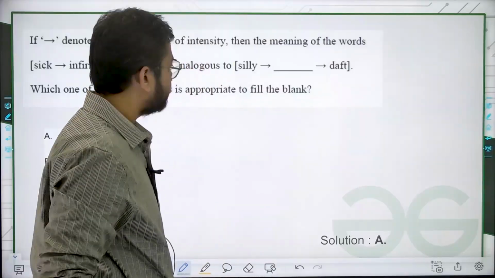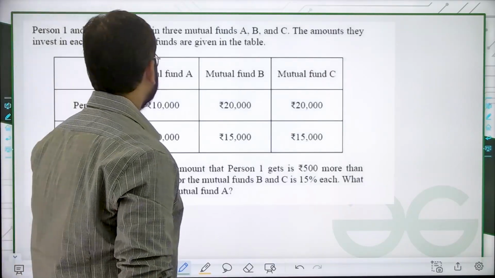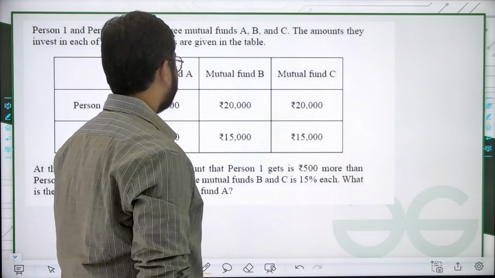Okay, here person 1 and person 2 have invested in mutual funds A and B, and C.